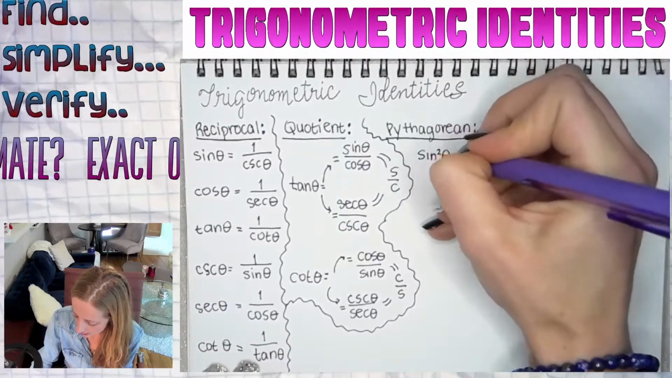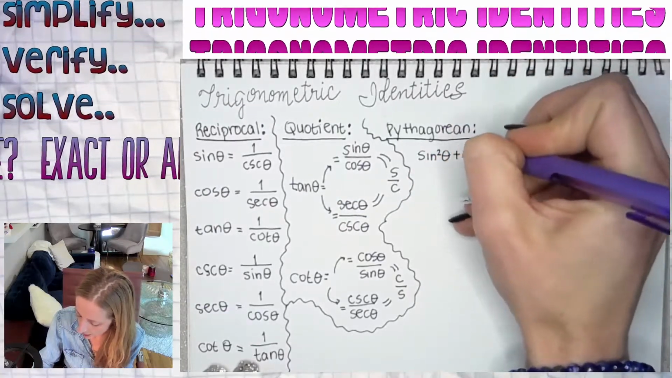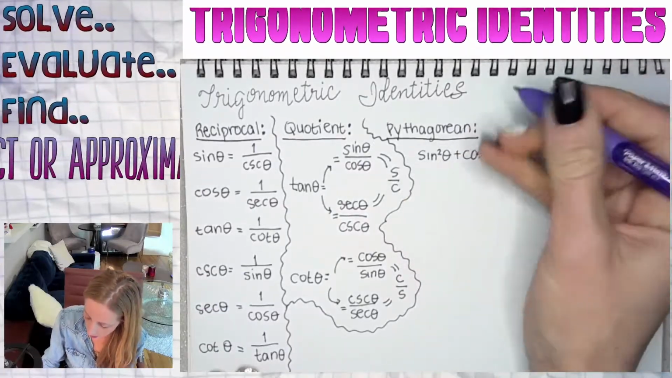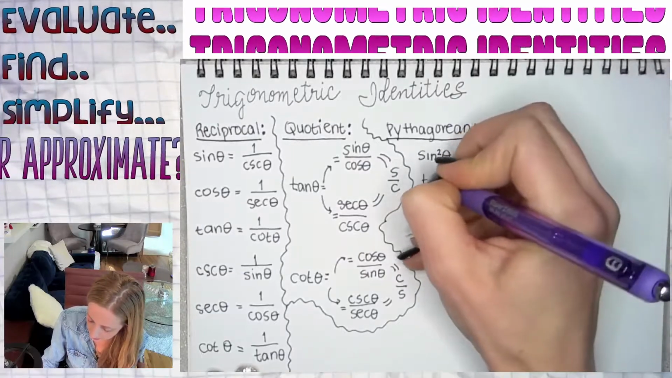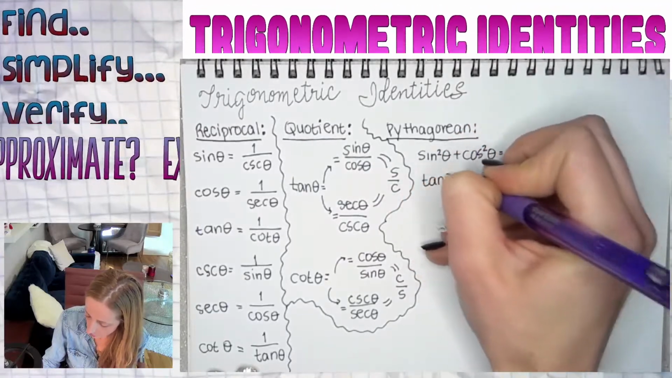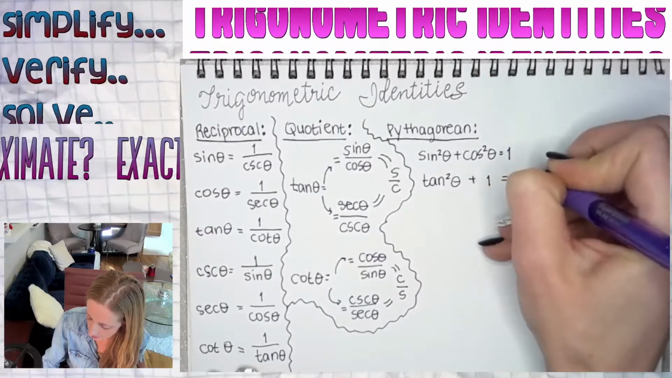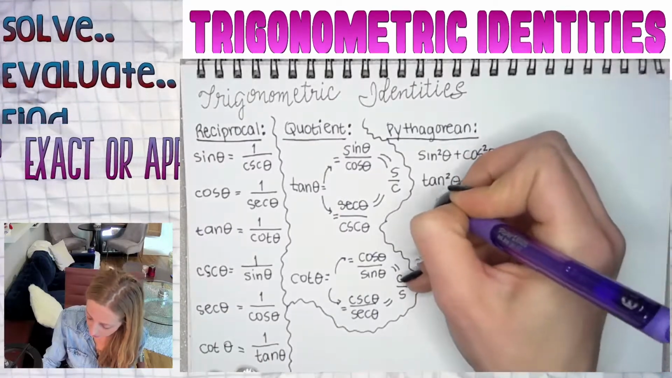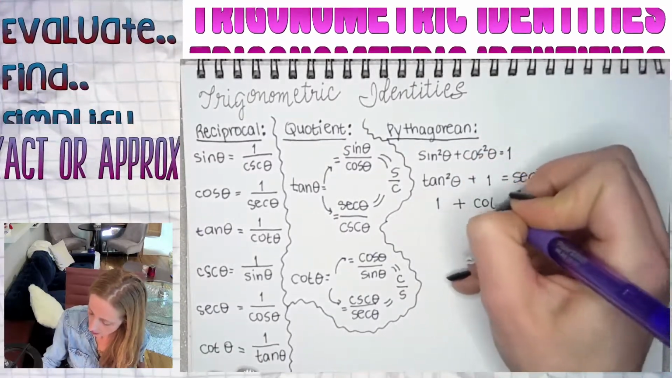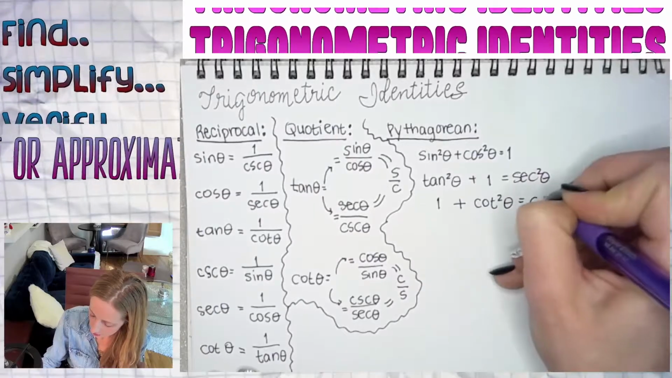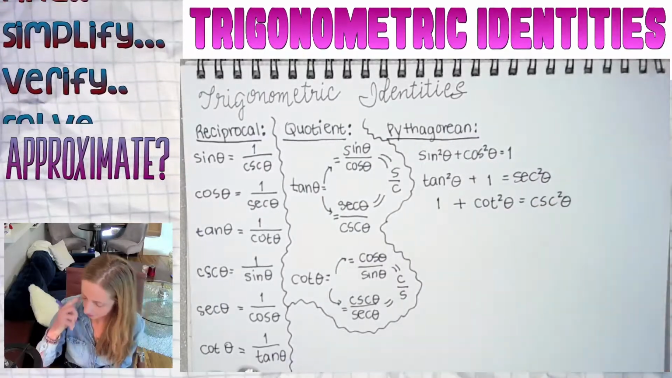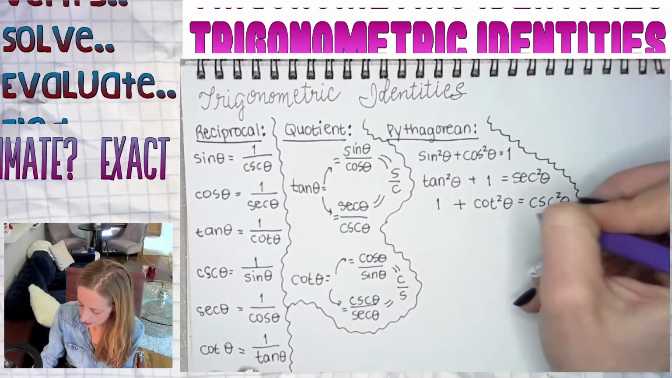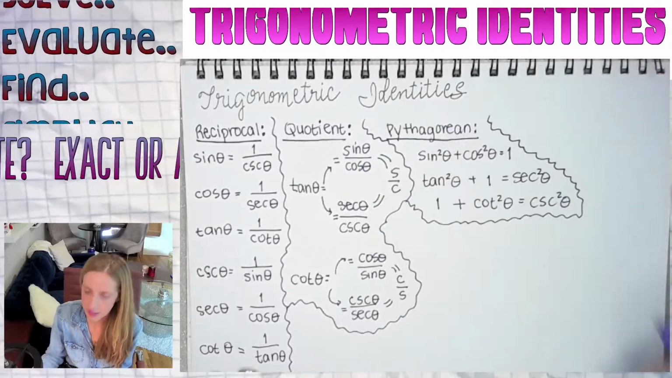They are sine squared theta plus cosine squared theta equals 1. Next up, if you divide everything by cosine squared theta, we'll get the new one. It is tan squared theta plus 1 equals secant squared theta. Go back to the original, divide everything by sine squared theta, and we get the third one, 1 plus cotangent squared theta equals cosecant squared theta. And that is the end of our quick recap of the 3 Pythagorean identities.